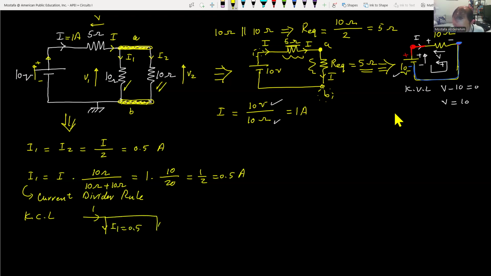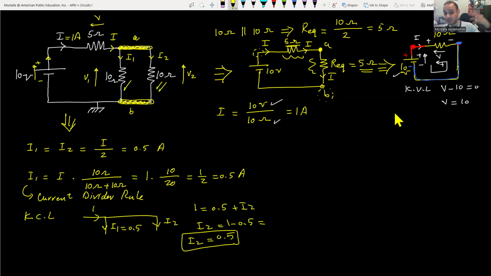And then we have another branch with I2. So what is going in equals what is going out. What is going in is 1. What is going out is half and I2. So I2 is equal to 1 minus half. Oh, 1 minus half is actually half. So this is basically, to refresh your mind, the fundamental laws that we studied so far. So we know now all the currents.